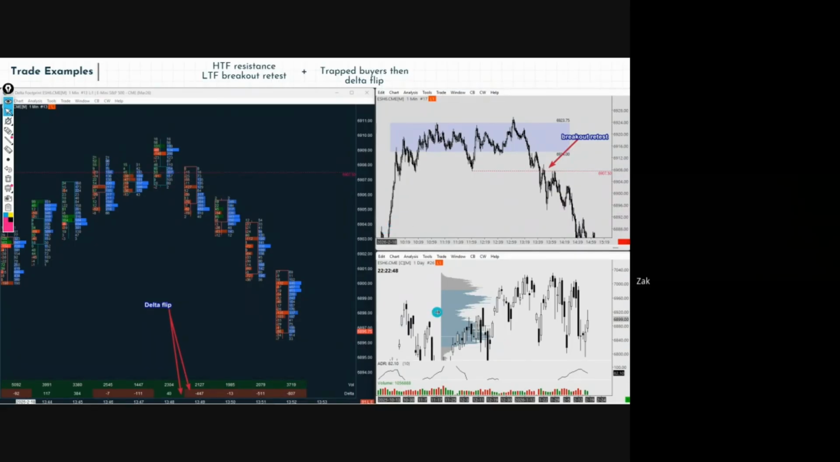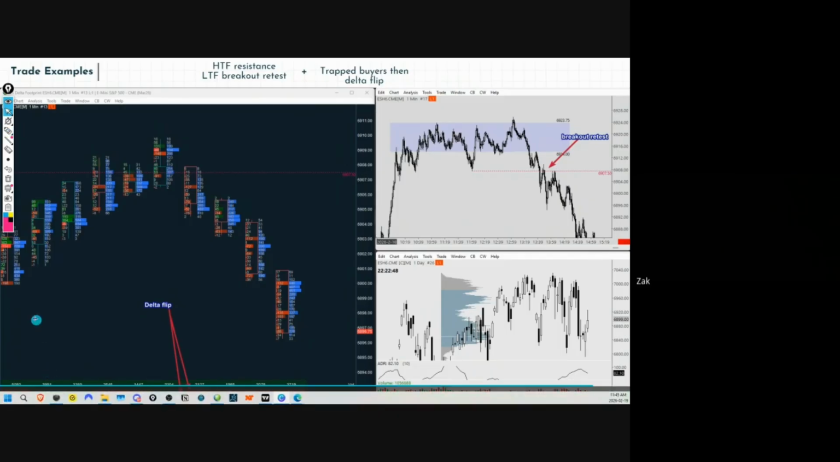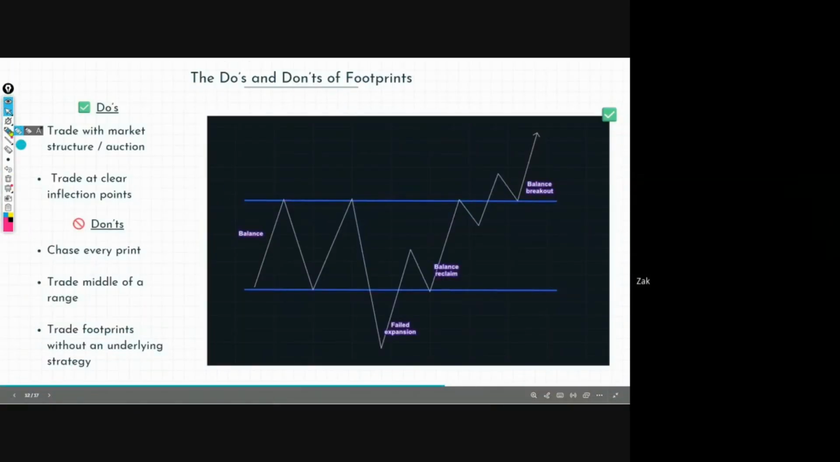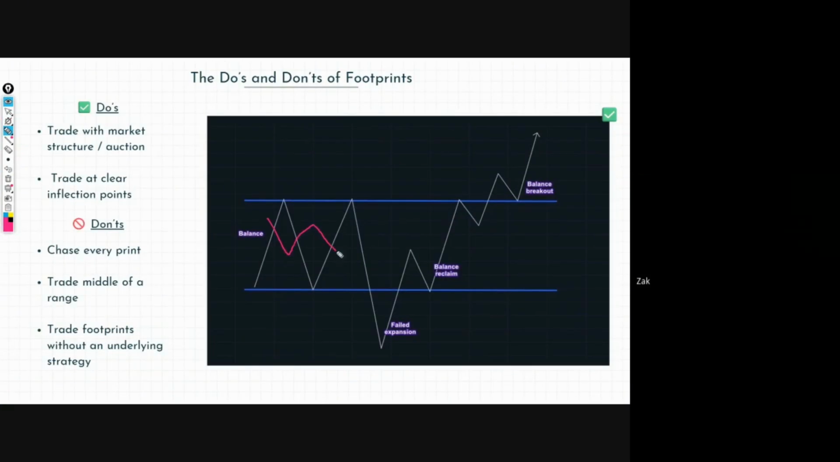Okay, this is an example from yesterday. I wasn't at my desk yesterday, so unfortunately I didn't get to execute on this. However, this is again the classic setup that I always use. If we go back here, it's this one. It's a range. It breaks away from the range. It retests the range. And then on the retest, I look for absorption using the footprint. And I get in. So I know what it's supposed to look like on the footprint right here.